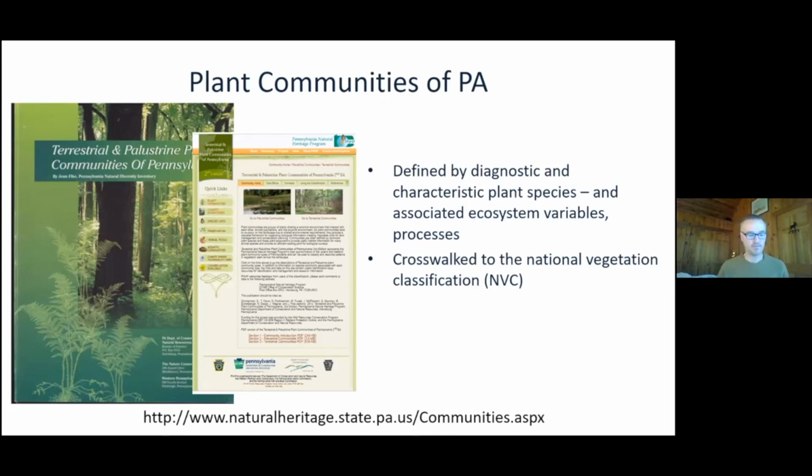Pennsylvania Natural Heritage Program has developed a number of tools that provide practitioners with information on plant communities, which can be used to learn more about the composition and structure and associated environmental variables. They're defined by diagnostic and characteristic plant species and associated ecosystem variables and processes. And they're crosswalked to the National Vegetation Classification System. This crosswalk allows us to communicate in a single language with partners outside of our state. We also have a number of identification keys and a gallery of photos available on our website.